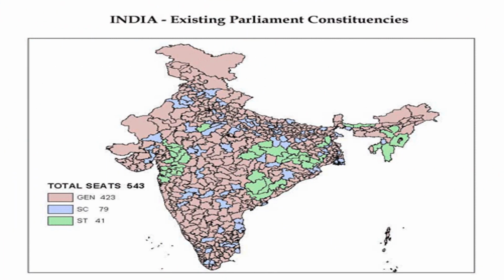Hope now you will understand the structure of the Indian Parliament, its two houses, Lok Sabha and Rajya Sabha, and the roles and functions of each house in the law-making process. With the help of this map, you can easily see that there are 543 total seats in existing parliamentary constituencies in India.